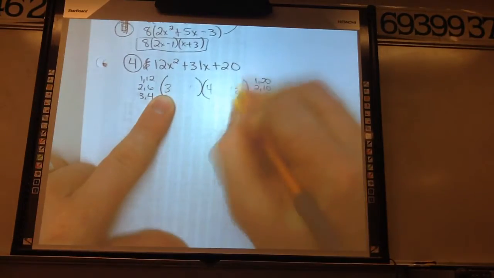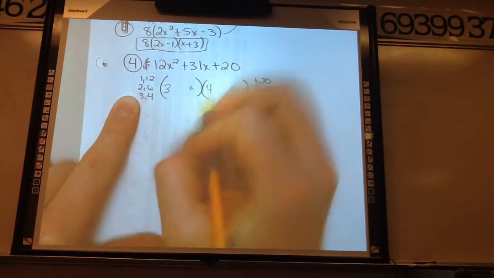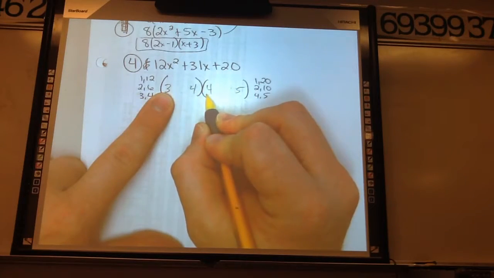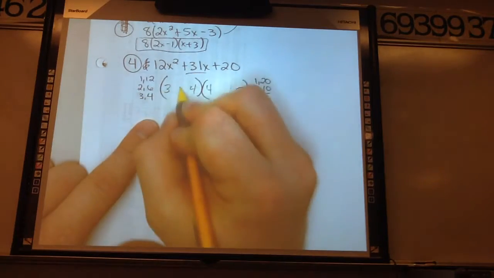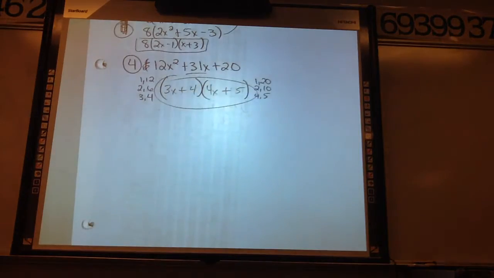Looks like a 4 and a 5 maybe. Or it's 2 and 6. Yeah. 4 and 5. 15 and 16. 31. Woo! Boom. There it is. All positives.